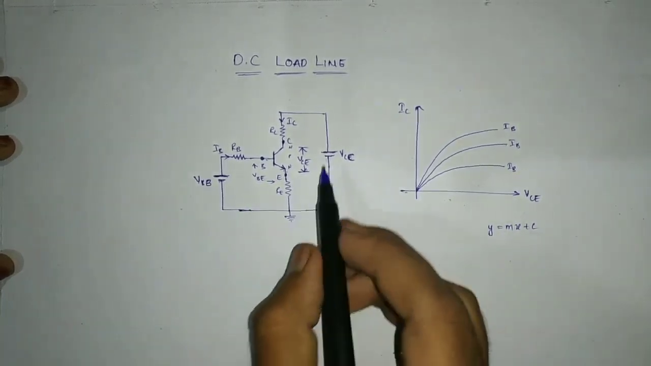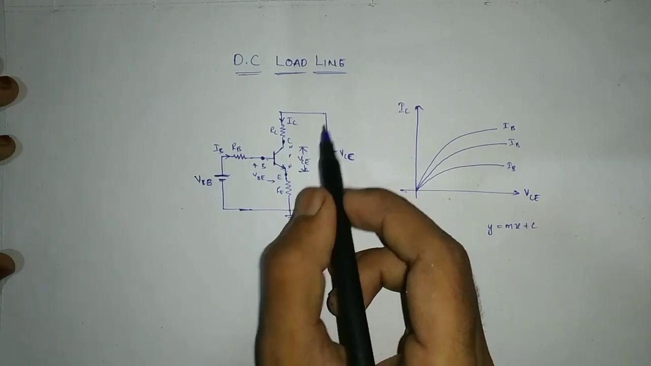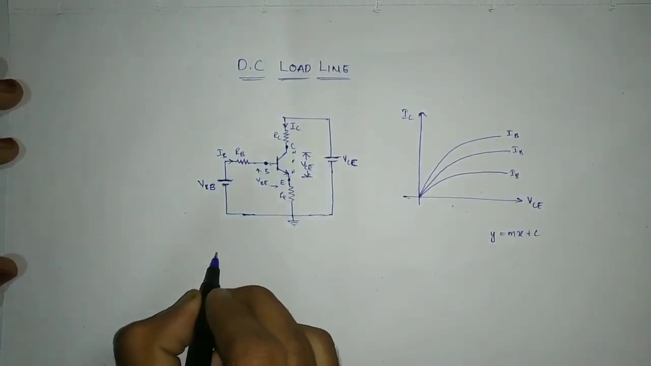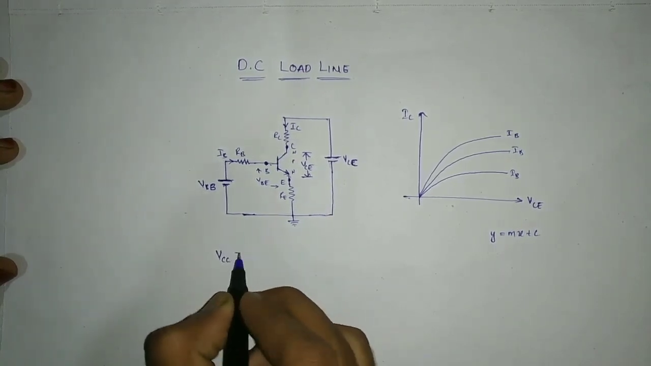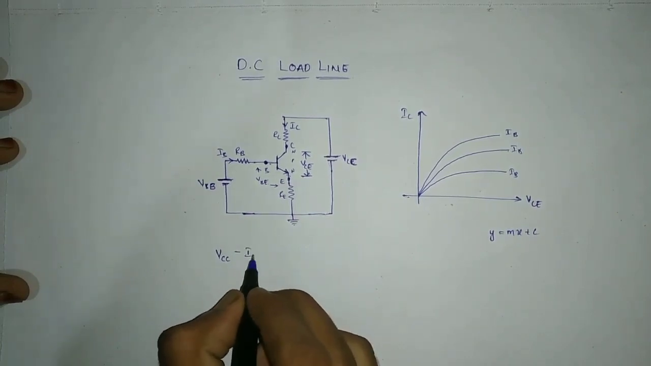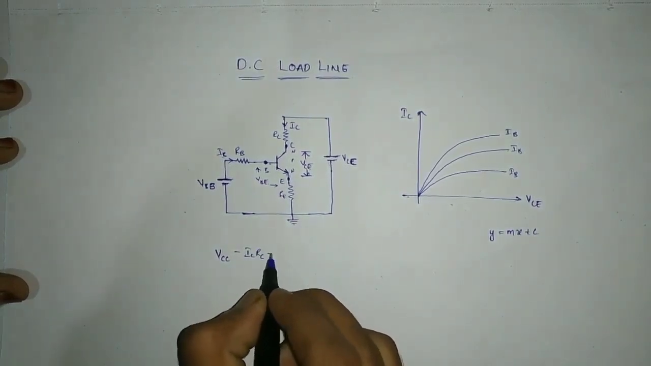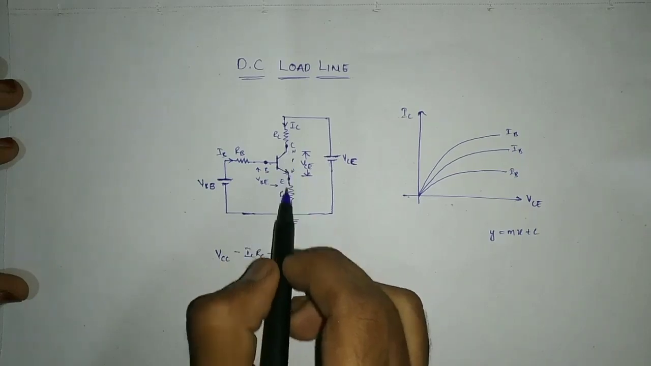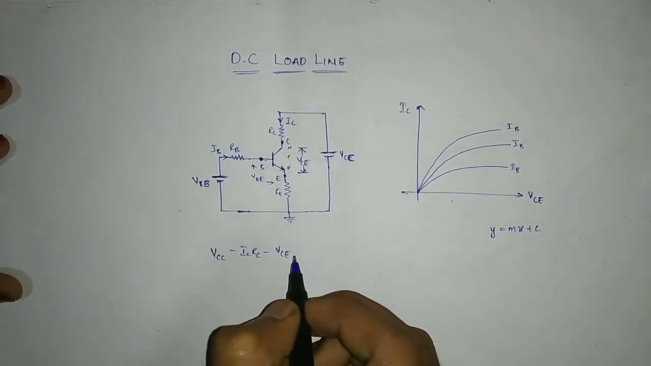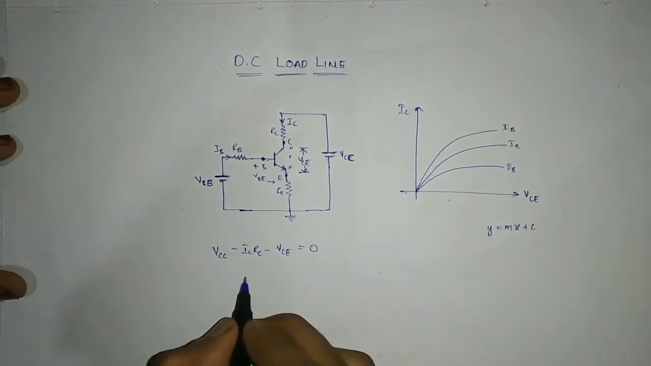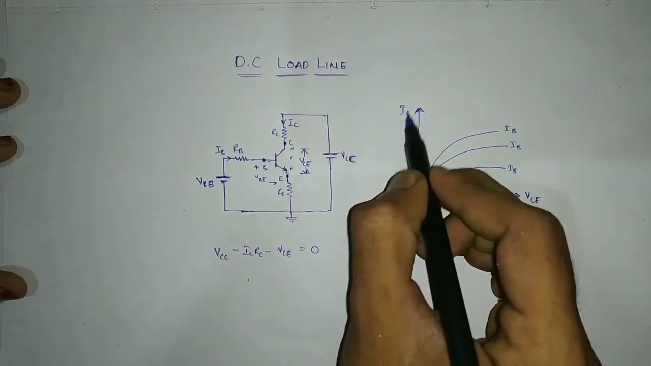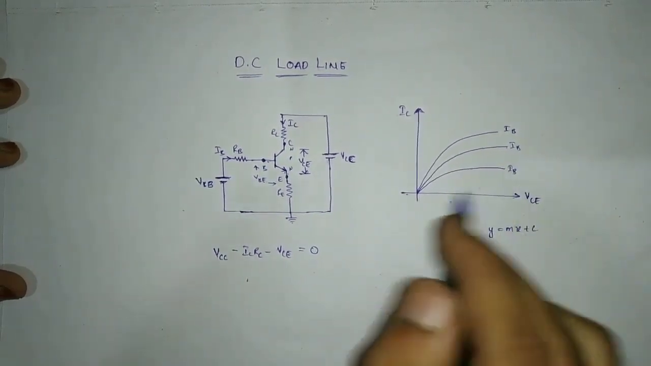To find the line, we have to apply the KVL at the output loop. The KVL equation at the output is VCC minus voltage drop across a resistor, that is ICRC, minus voltage drop across collector to emitter junction, that is VCE, that is equal to 0. We have taken IC on the y-axis and VCE on the x-axis.